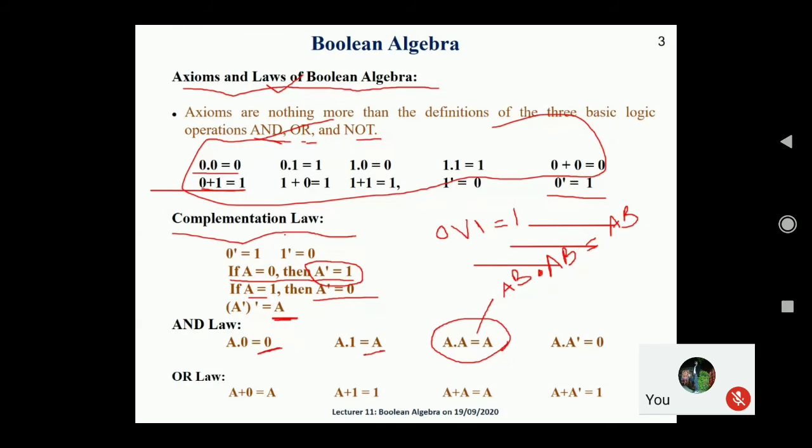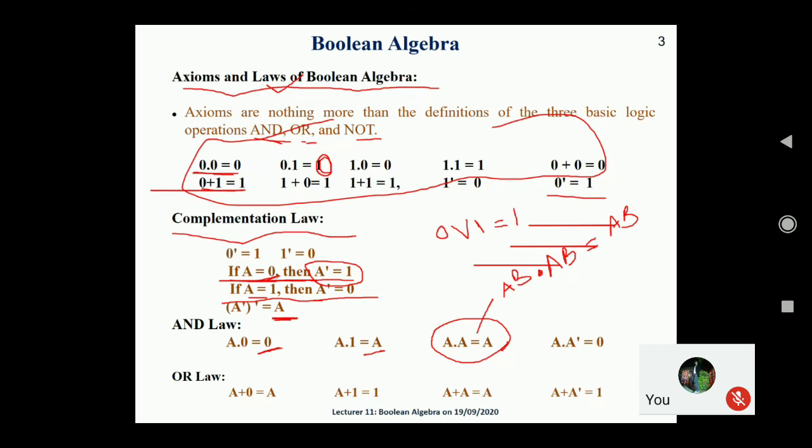This one. Second line. Yes, sir, I have that. The line after the equation, sir. First line. So 0 dot 1 it is 0.